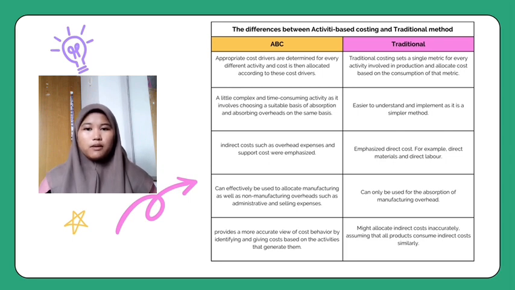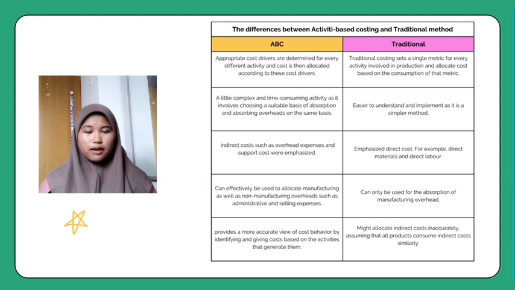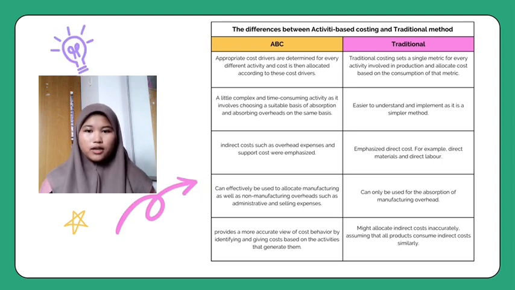Different from activity-based costing method, traditional costing's primary focus is apportioning overhead cost to the activities. Traditional costing sets a single metric for every activity involved in production and allocates costs based on the consumption of the metrics. Next, traditional costing is said to be easier to understand and implement as it is a simple method. Other than that, this method emphasizes direct costs, for example, direct material and direct labor.